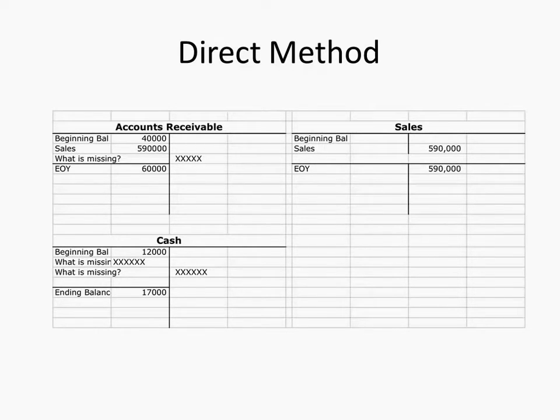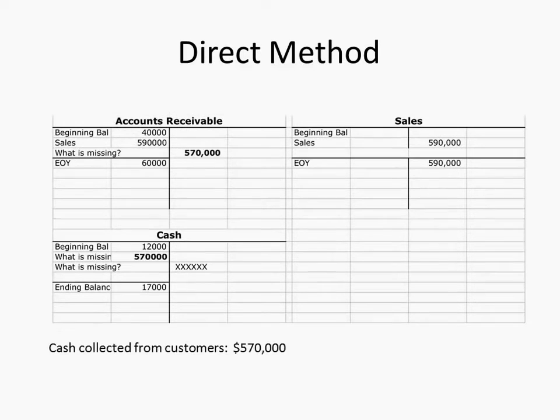So you have 590 in sales. You would have received 570. Your end of year balance is 60,000. Your beginning of year balance was 20. Therefore, cash collected from customers becomes 570. Okay?